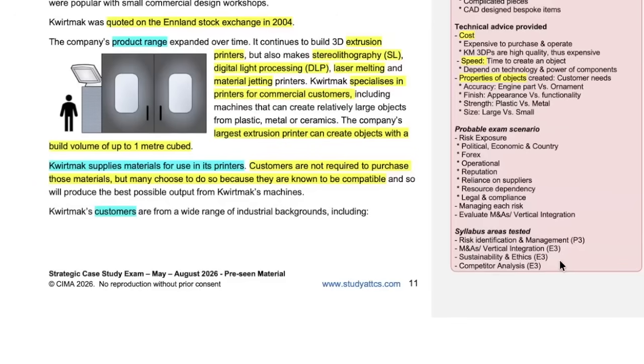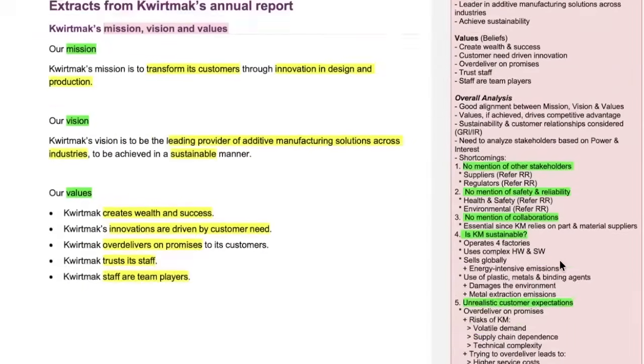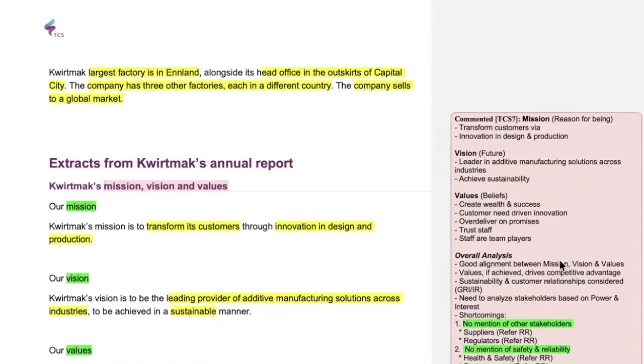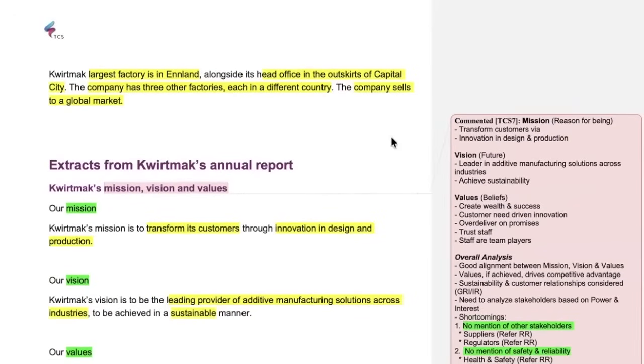And also, your knowledge concerning competitor analysis techniques will be tested, especially tied to questions to do with mergers and acquisitions or evaluating vertical integrations. All right, so that's what your company is up to. And then let's try to gain an understanding of the mission, vision, and values of your chosen company.